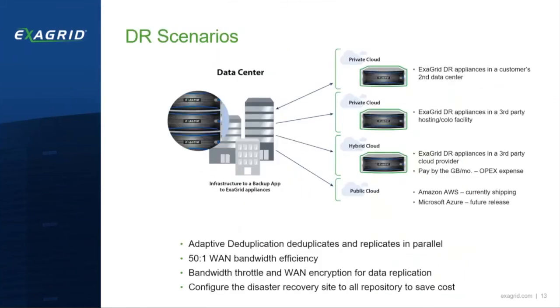Disaster recovery is important. We can work with a number of DR scenarios. I've already mentioned the ability to do tape copies efficiently from an ExaGrid landing zone, but we can also have cloud-based options, private cloud between 2 data centers, hybrid cloud, and even public cloud, where we can send the data today to AWS and in the future to Azure, which will be sometime next year.